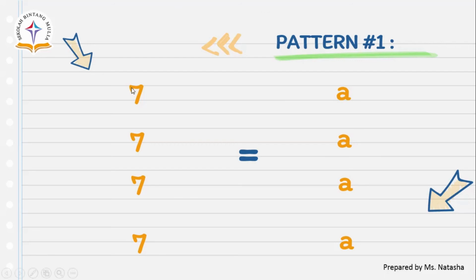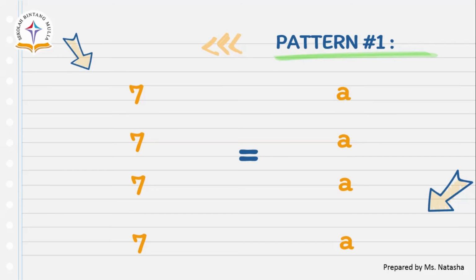Actually, it doesn't have to be 7 to be A. It can be 6, 6, 6, 6. The point is, if they have the same number of syllables in each line, they have the same pattern. A, or X. It's actually up to you how you want to name it.